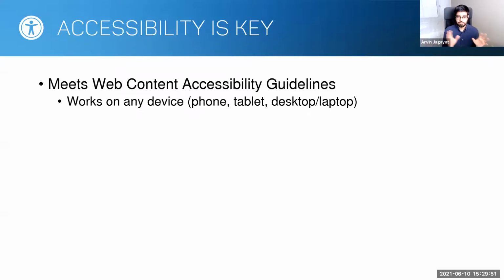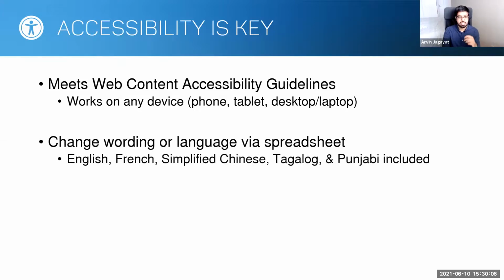So there are a few basic things that we did. It meets web content accessibility guidelines. That means people of different accessibility needs can interact with the website using any device that they have, although I'm not sure if a smart watch will work, probably not. We can change the wording or language via the spreadsheet, and we've included English, French, simplified Chinese, Tagalog, and Punjabi. But again, you just add a new column, translate the words that you want to translate, and it works in your language. Even if you think my language is poor when I made the default English wording, you can fix that and just add a new column that's your custom English and put it in there.